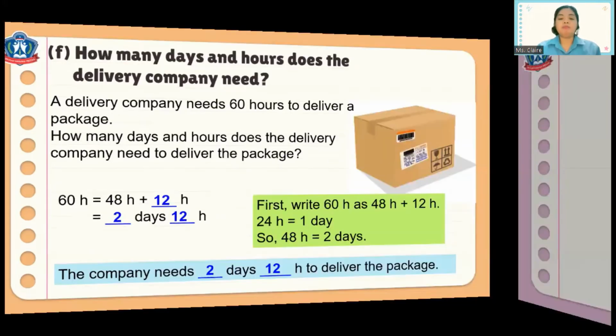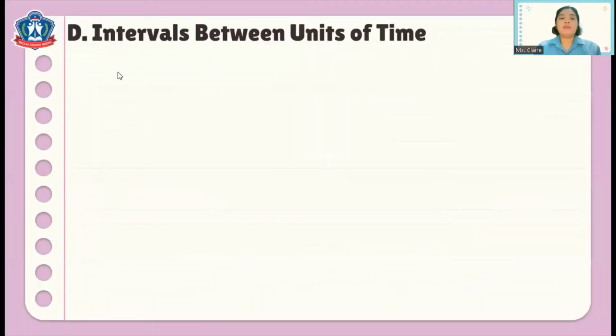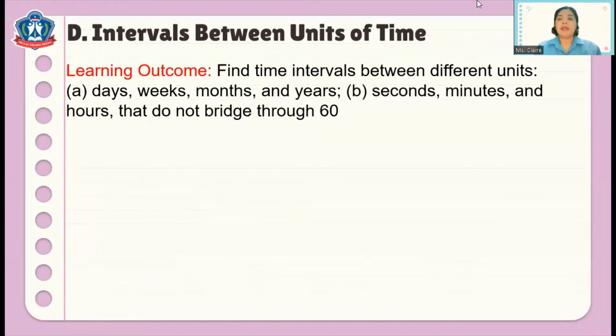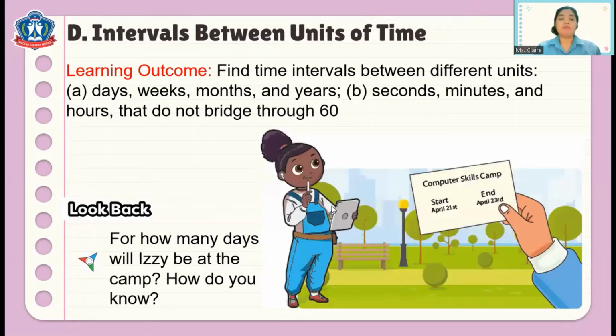Okay, let's move on to the next lesson. Lesson 4, or D, intervals between units of time. The learning outcome for this lesson is to find time intervals between different units: days, weeks, months, and years, and also seconds, minutes, and hours that do not bridge through 60.